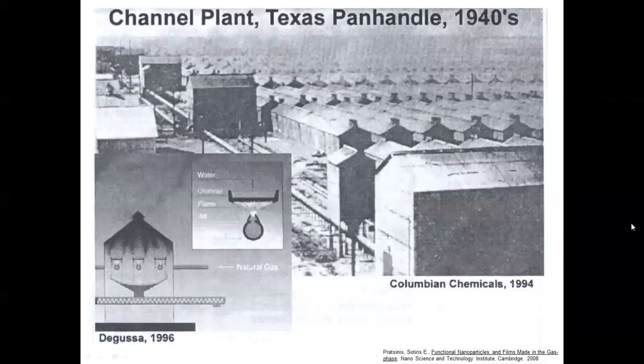So this is a schematic showing what they did, like Degussa. They would take the byproduct of gas, burn it in burners, and collect that material, and this would be the carbon black. This is an efficient use of a byproduct, that they would make carbon black.